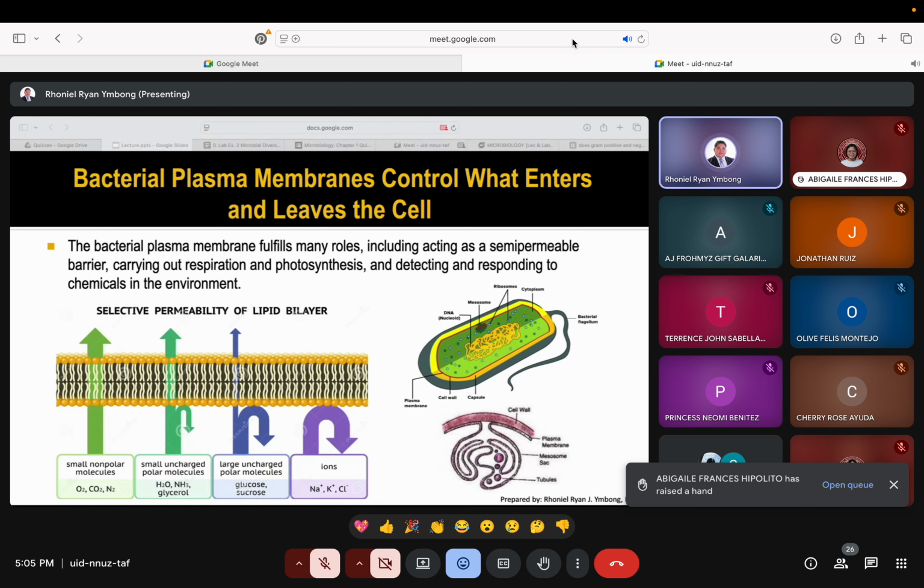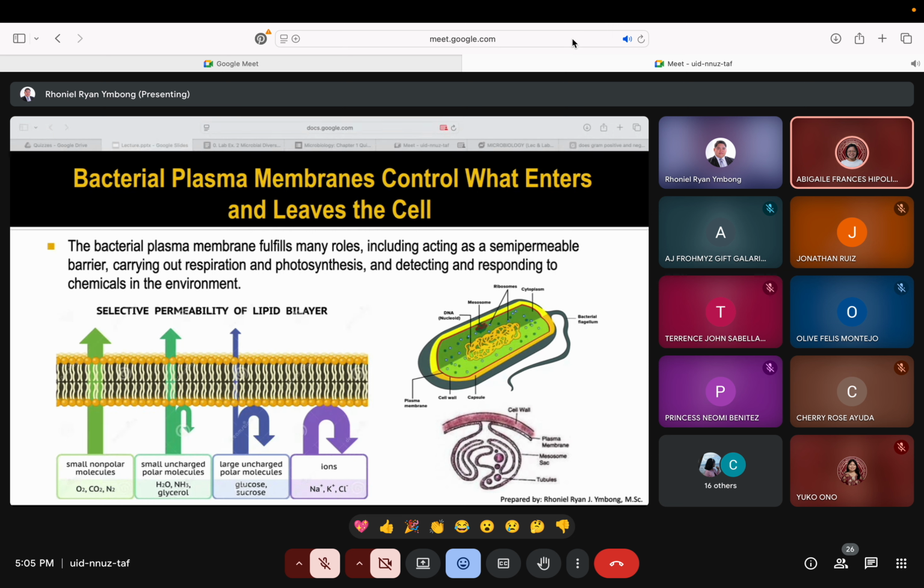Yes, Abigail, go ahead. Hey, sir. Can I be heard, sir? Yes, yes. From what I remember, sir, the difference between diffusion and osmosis is that osmosis talks about the movement of water across a semi-permeable membrane from an area of high water to low water concentration, and diffusion, on the other hand, is also from high concentration to low concentration.